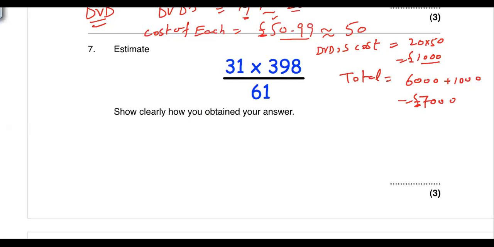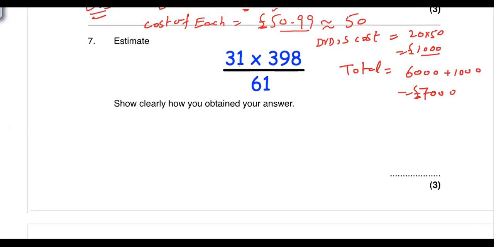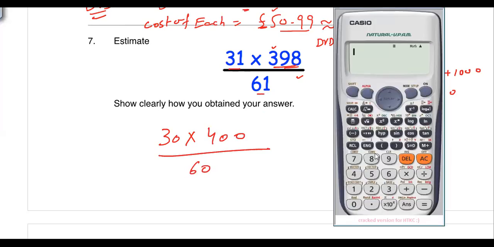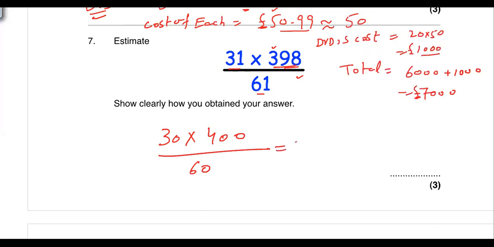Now, next one we have is an estimation. I think everybody is able to do this one, so I will go through it quickly. 31, when I round to one significant figure, will be just 30. If I round 398 to one significant figure, I need to leave these and add 1 to this one, so 400. Rounding this to one significant figure will be 60. So now it's 30 times 400 divided by 60. 1200 divided by 60, so 200. Your final answer is 200.